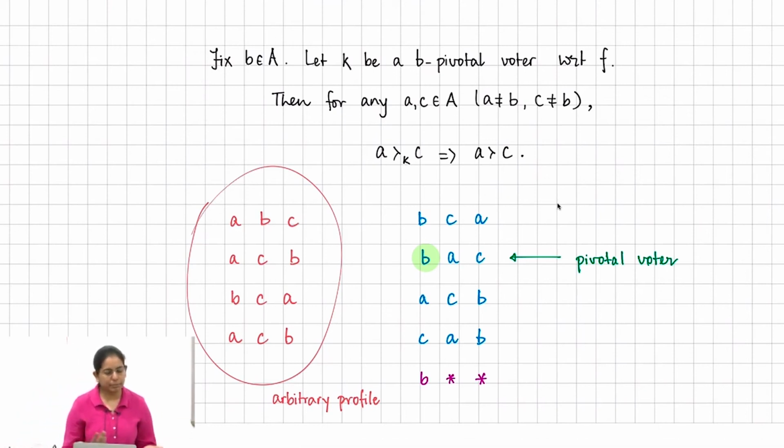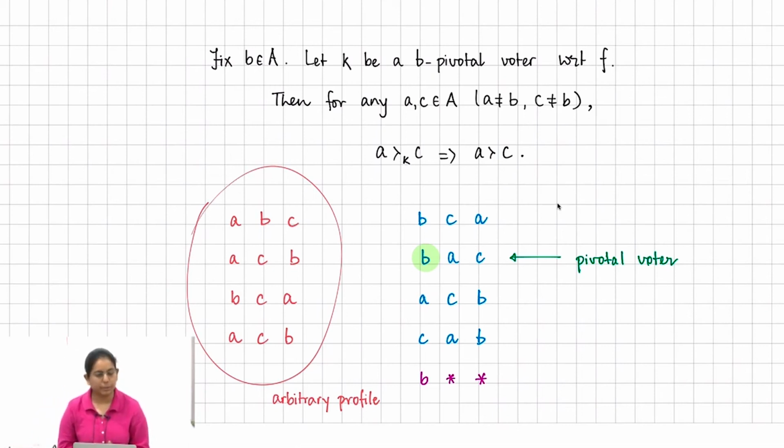Whereas on the arbitrary profile, I really don't know what is going on. So the idea will be to take the profiles which we understand well and try to massage them to look like the arbitrary profile that we have been given to work with, and then hope that our understanding of the mechanism can be dragged along the way by making use of IIA and unanimity.